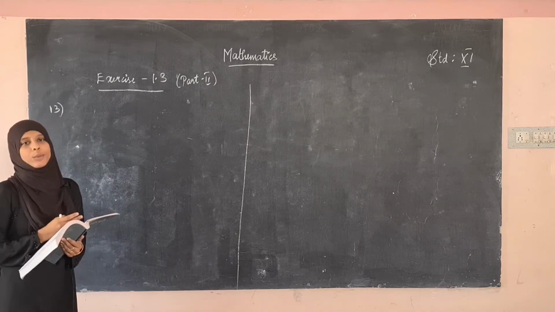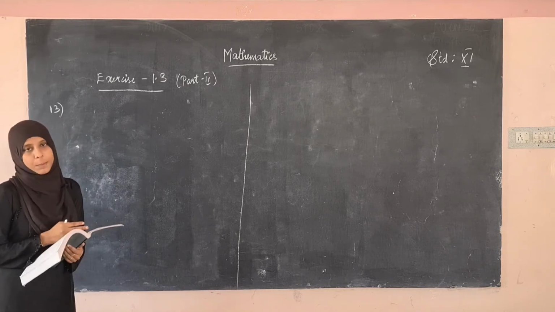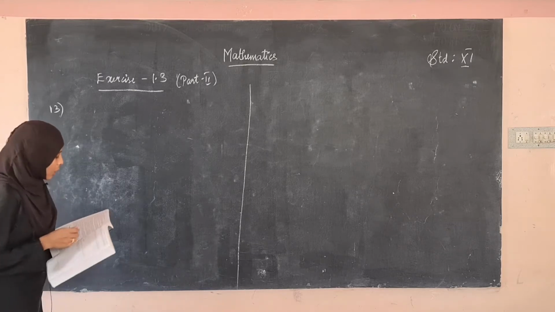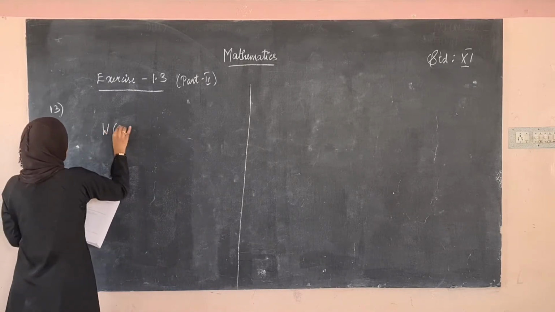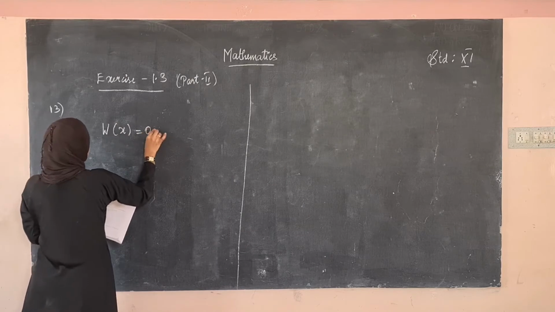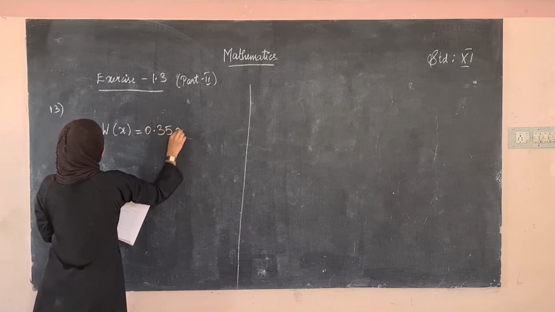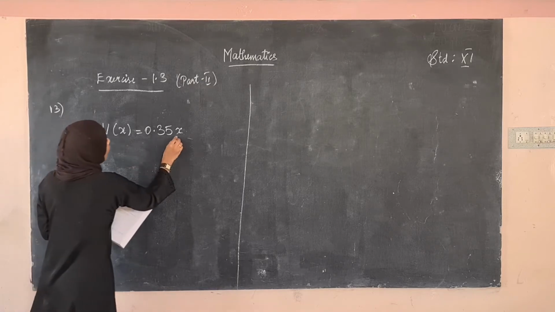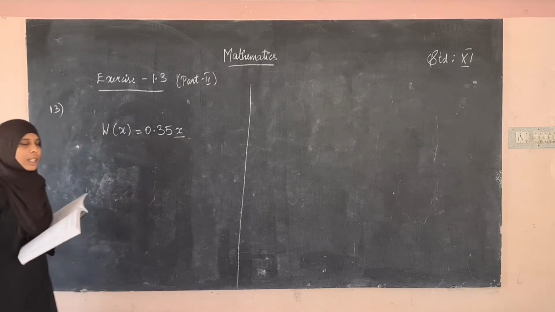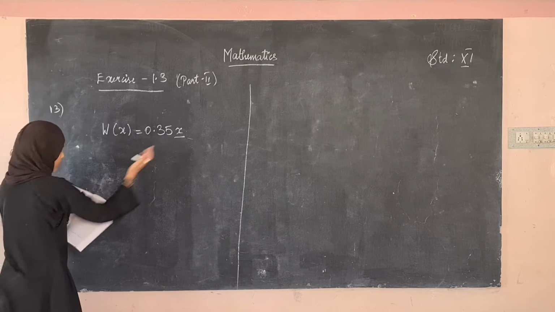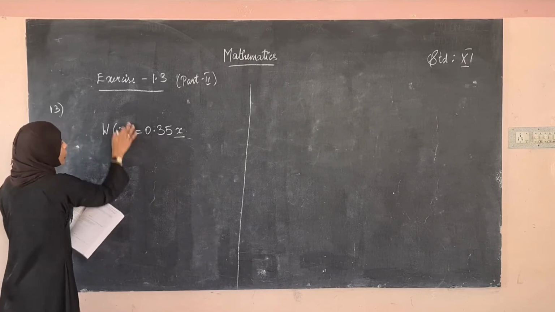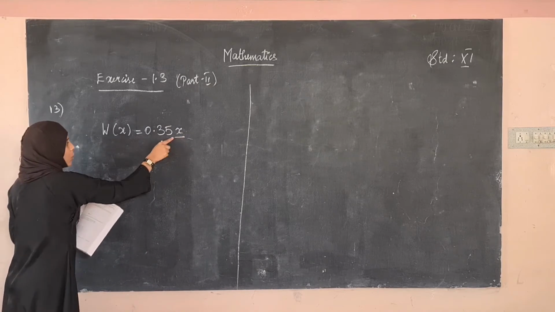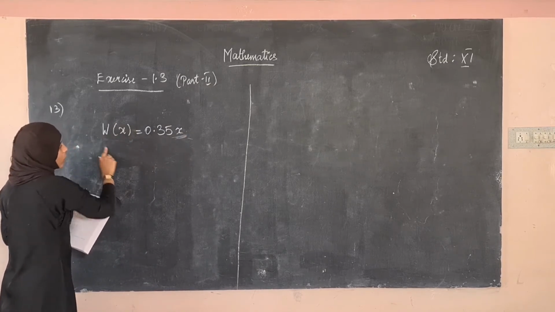With that we are going to find the domain. They have expressed a function as an expression. What is the function? w of x is equal to 0.35 into x, okay. Here x is the body weight, they have given in the question, and w of x is the muscle weight, okay. This is the body weight, this is the muscle weight, okay.